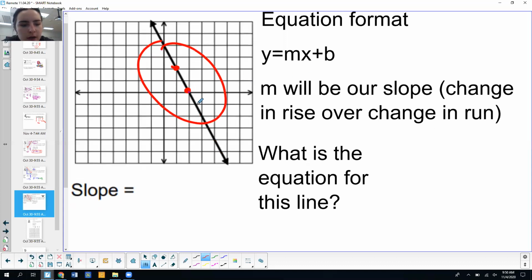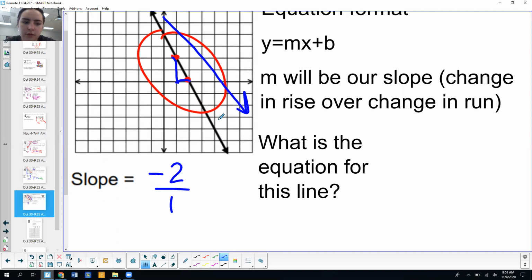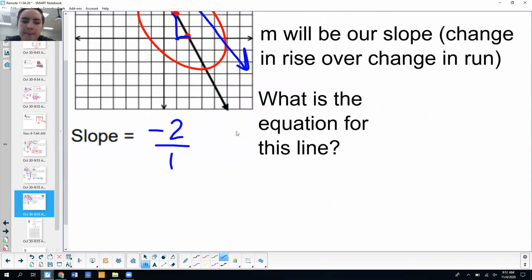So I've got rise over run. If I'm going to do rise over run, this is a negative slope. So I already know that I'm going to have a negative slope. My rise, I'm going to go down 1, 2. So that's going to be -2. And then I'm going to run 1. So -2 over 1, which is just what? -2 divided by 1.